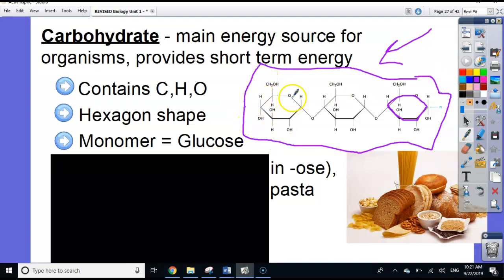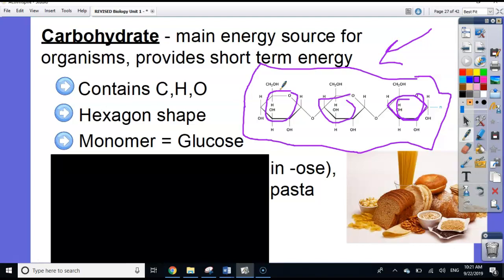But this has, look, 1, 2, 3. So it's made up of 3 monomers, right? So this itself is a polymer. It's a big molecule. It's made of smaller units, okay? So we have special names for the building blocks.